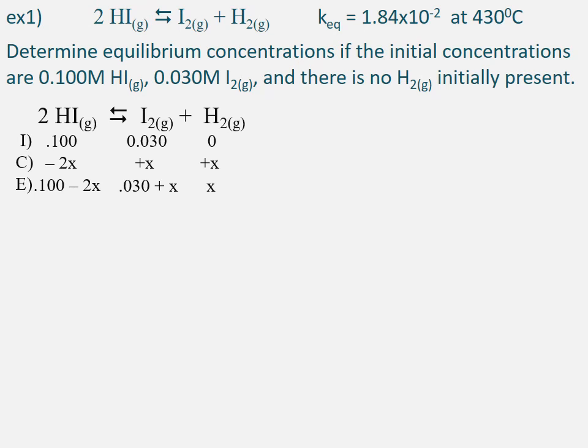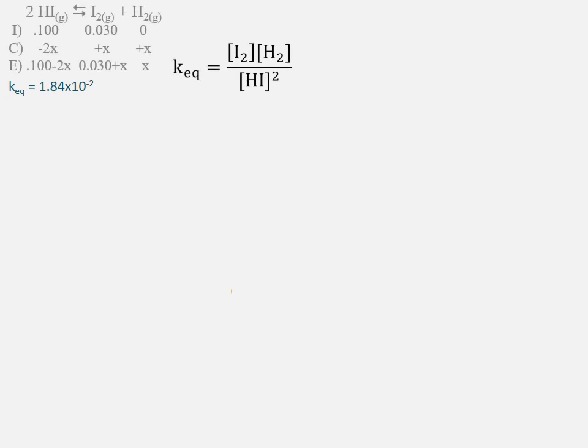Now, I write my Keq expression. So Keq equals products over reactants. The way the reaction has been written, I2 and H2 are my products, so they go on top. And I put that over my reactants. And in the equation, my reactants are 2 HIs, so that is over HI squared. So we've made our ICE chart. We have our Keq expression.